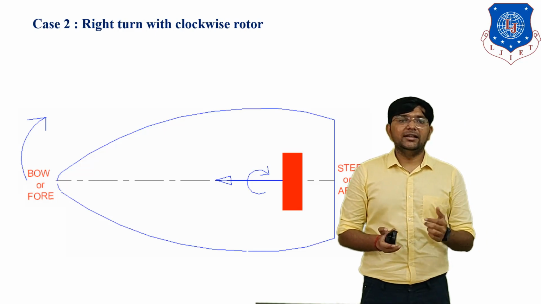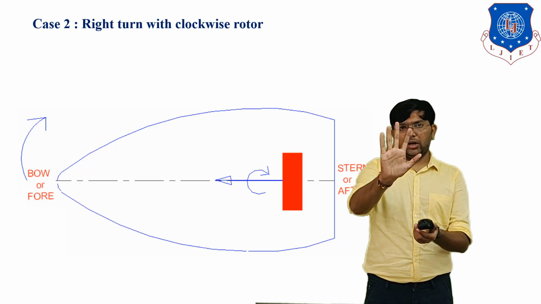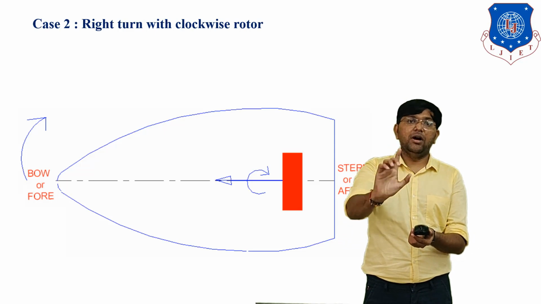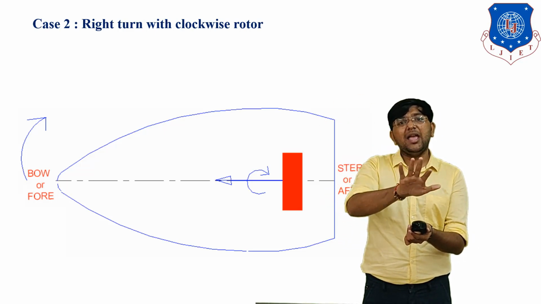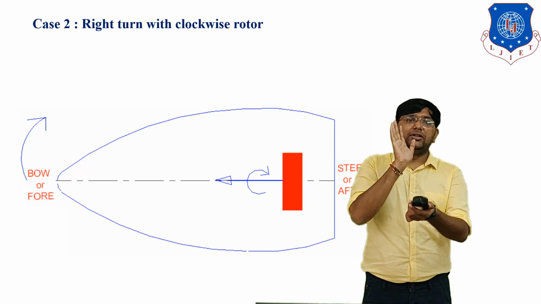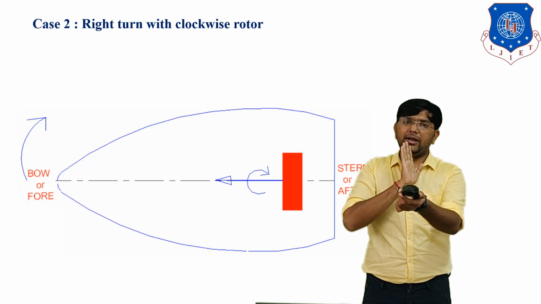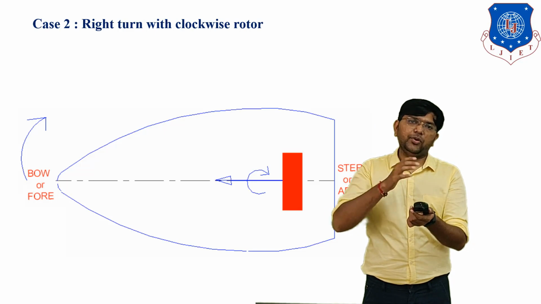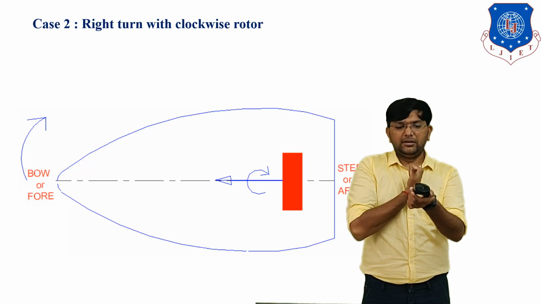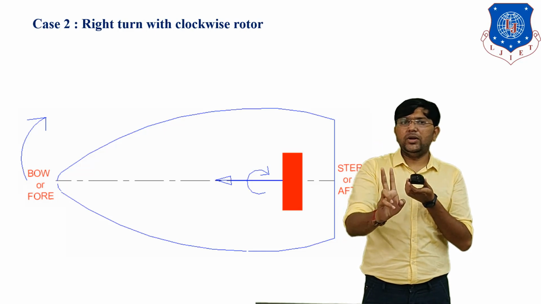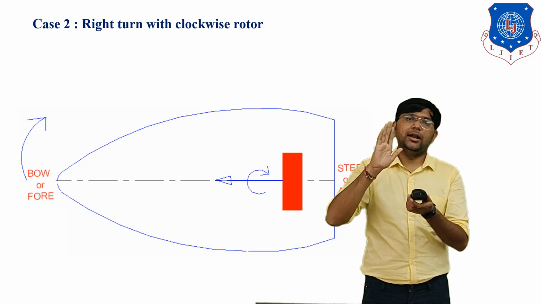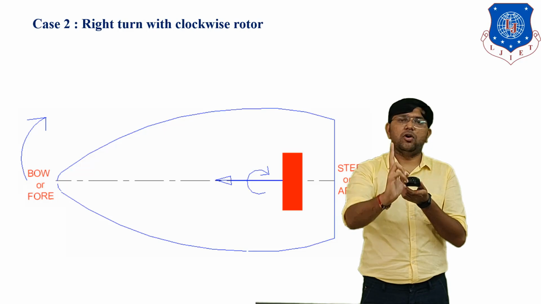Now we have to discuss case number 2. The rotor rotates in the clockwise direction, but the ship tries to take a right turn. This effect is the same as an aeroplane. Clear? So again, first of all, you have to identify the direction of angular momentum. Put your fingers in the clockwise direction. The thumb indicates the direction of angular momentum. So for clockwise rotation, the direction of angular momentum is always in the forward direction.